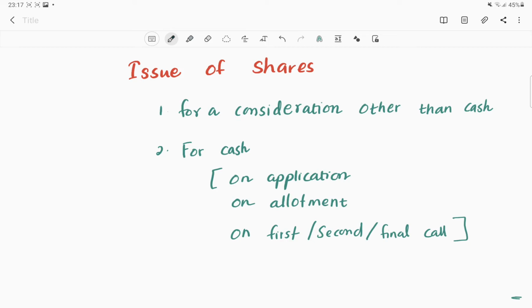One is that the shares would be issued for a consideration other than cash, and the second method is that the issuing of shares would take place for cash. And if the issuing of shares takes place for cash, it would be issued in different installments such as application, allotment, and first, second, and final call, likewise.